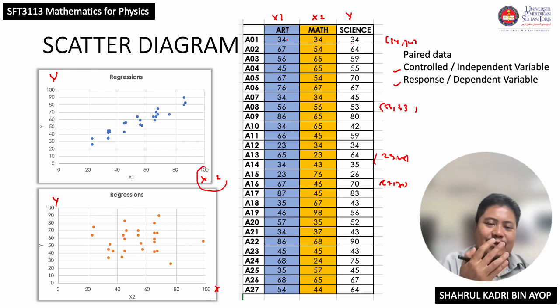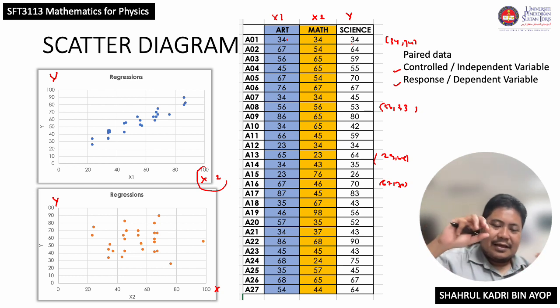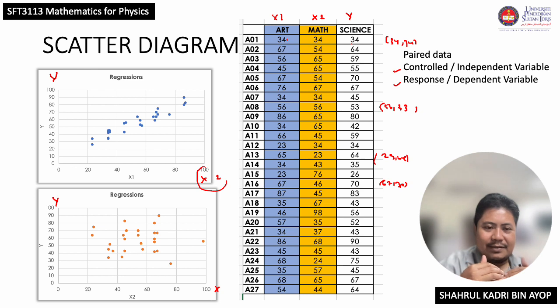Okay, so you can see some kind of relationship or pattern. For the blue graph above, you can see that there is some cluster. That means the plot is scattered around some sort of line. And then for the second plot, it's really random. We cannot see any relation.